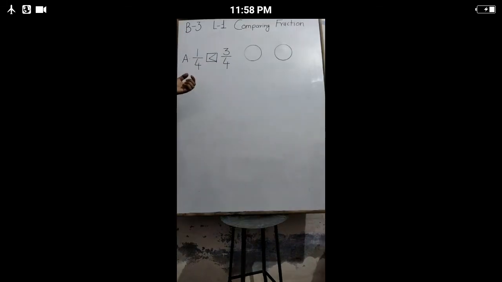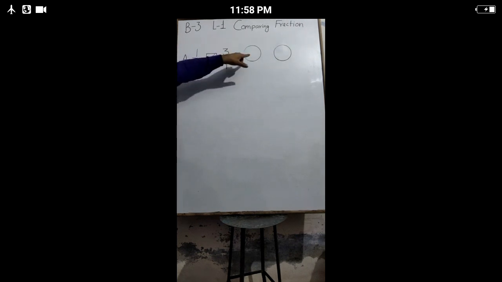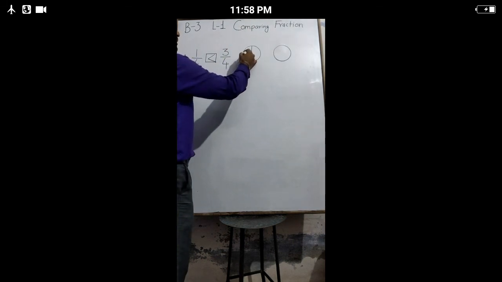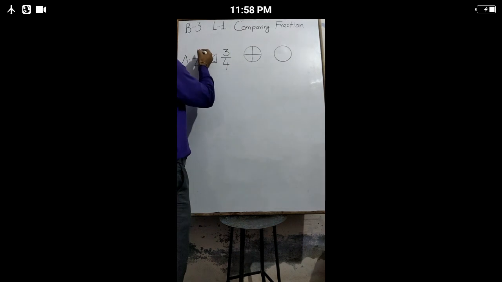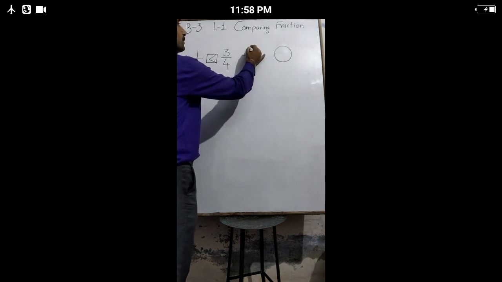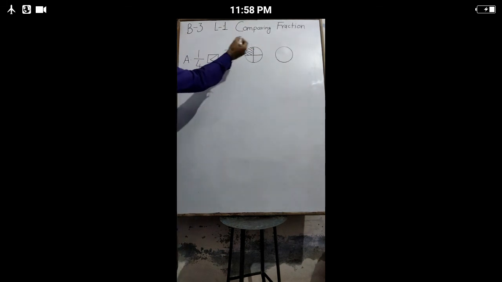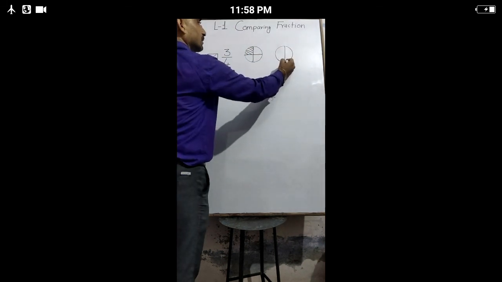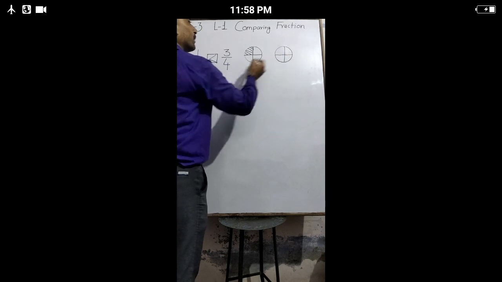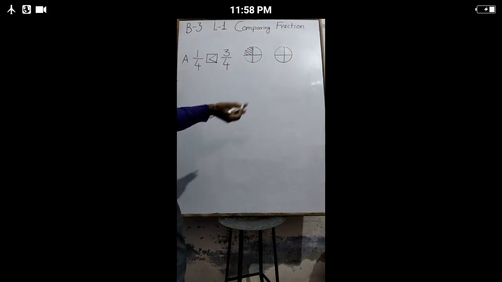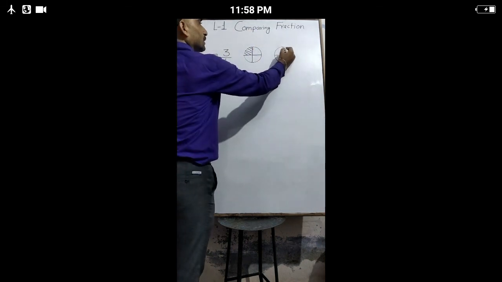So now children, from 2 pictures I am going to prove how 3 upon 4 is bigger than 1 upon 4. So children, this picture is for 1 upon 4, so I have to divide it into 4 equal parts. So children, here 4 equal parts are there. Now the numerator is 1, so I have to shade 1 part. Now children, 4 equal parts are here also. And how many parts do I have to color? The numerator is 3, so I have to color 3 parts.